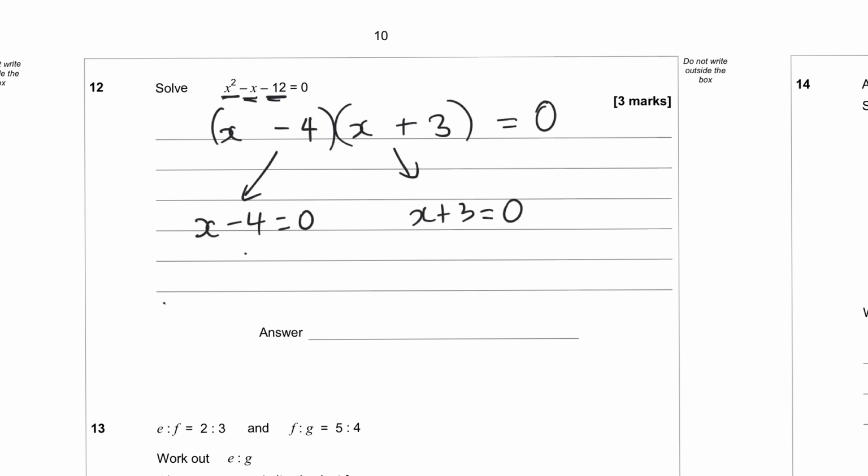So if we had to make x the subject here, we would plus 4 on both sides, which would leave us with x equal to 4. And if we were trying to make x the subject here, we would minus 3 from each side, which would leave us with x is equal to minus 3. Therefore, the final answer is x is equal to 4 and minus 3, not the values in the bracket. So always make each bracket equal to 0 first, then rearrange it, but don't use the values in your bracket as your answer for solving.